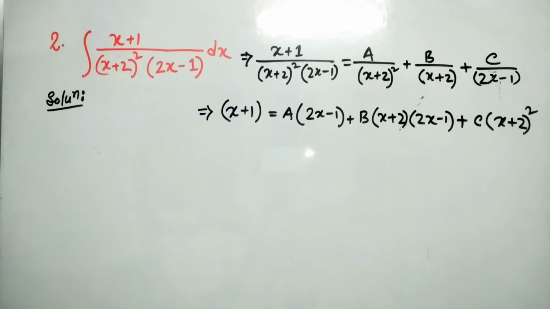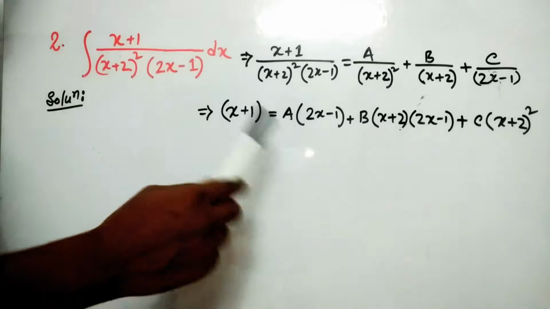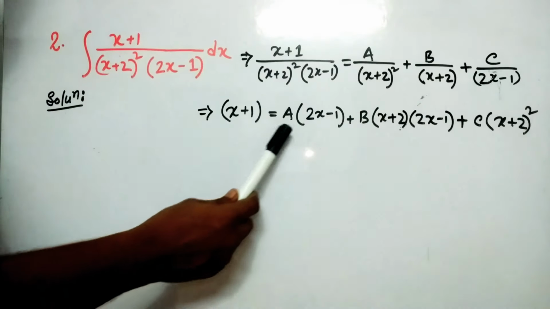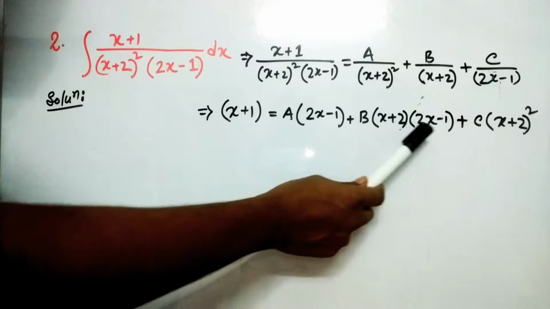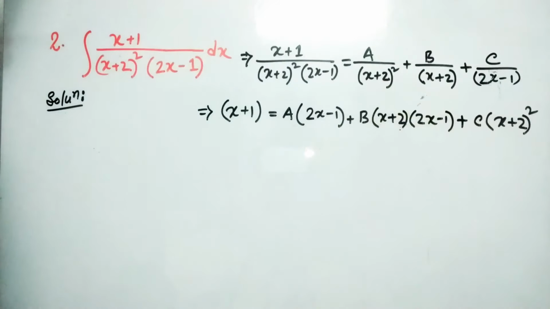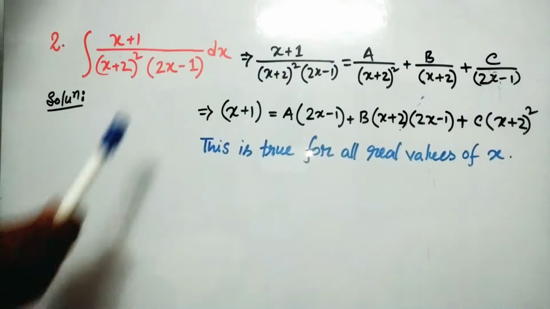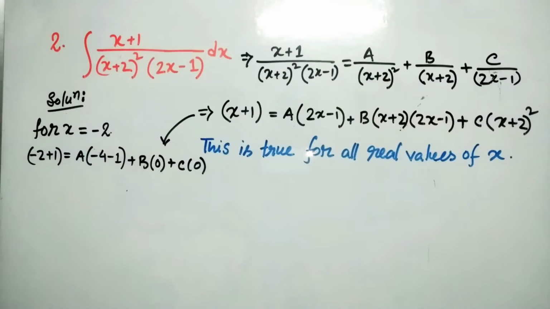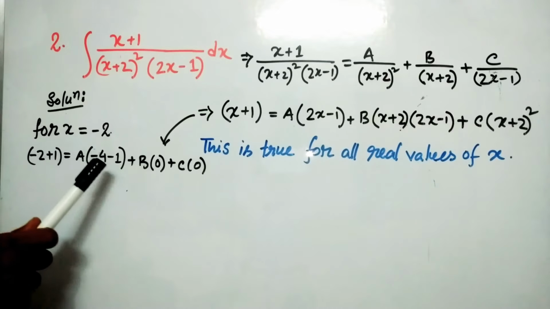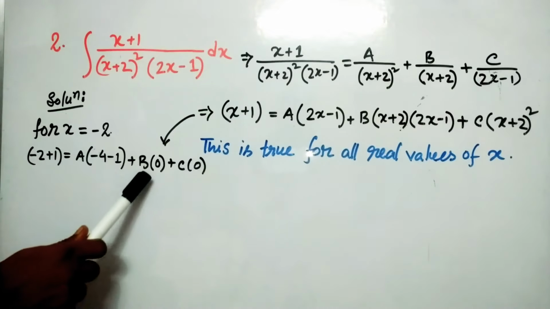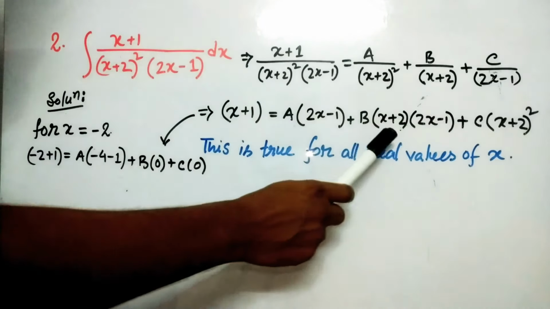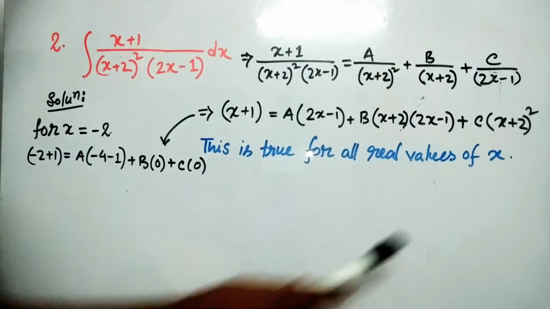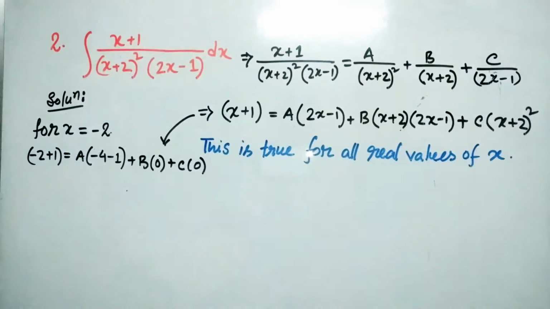Now if we go for cross multiplication, then after this cancellation process we will get a into 2x minus 1, b into x plus 2 into 2x minus 1 and c into x plus 2 whole square. Now this equation is true for all real values of x. So if we assume that x is equal to minus 2, this equation becomes minus 2 into 1 is equal to a into minus 4 minus 1, b into 0 and c into 0. Because if you put x equals to minus 2, it will be 0, and if you put x equal to minus 2 here, it will be 0 also.